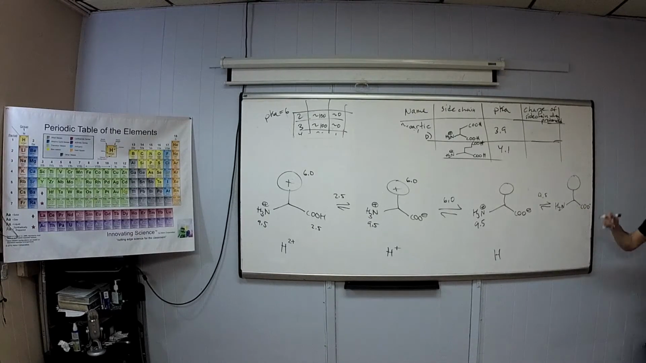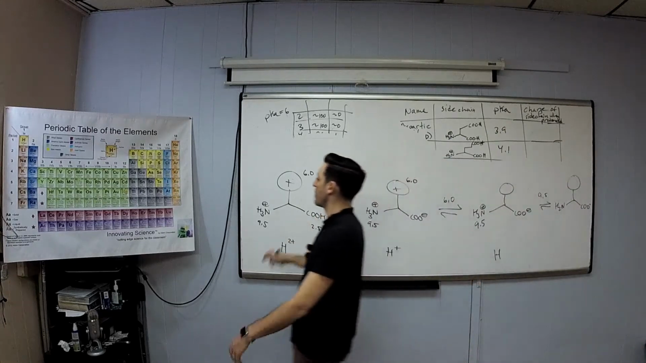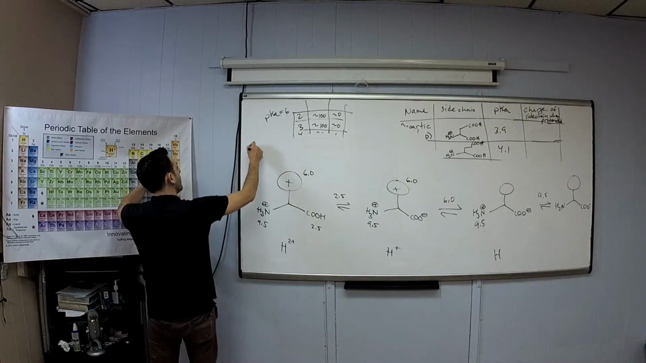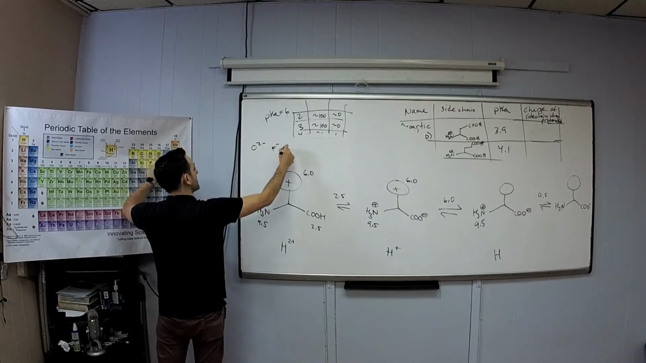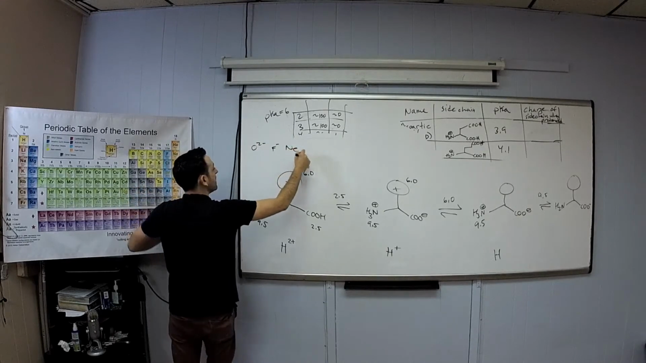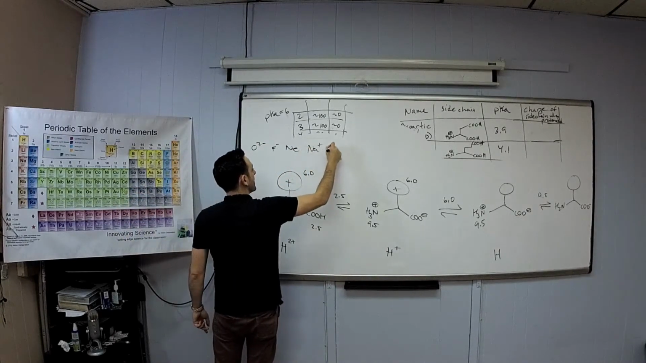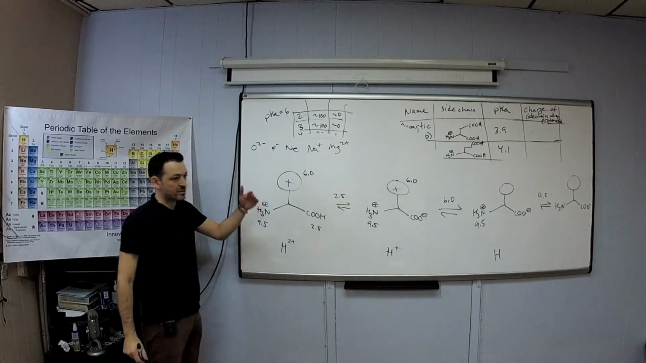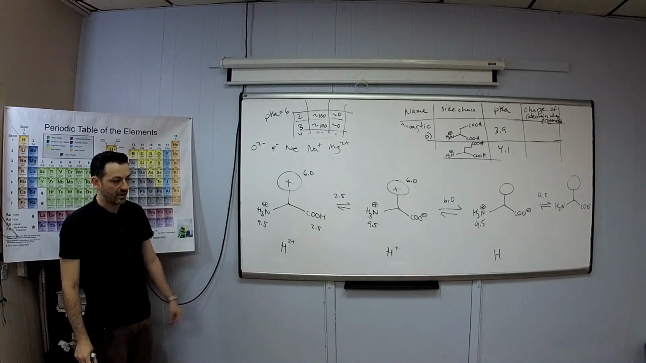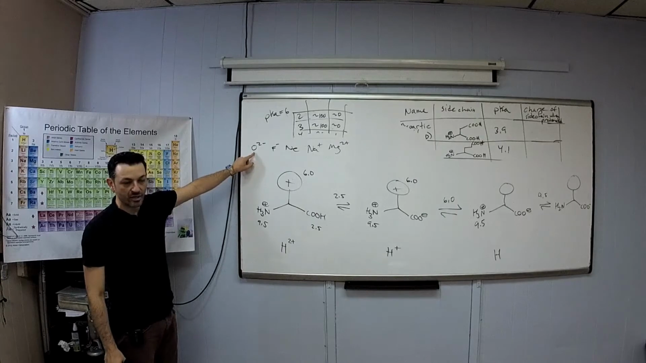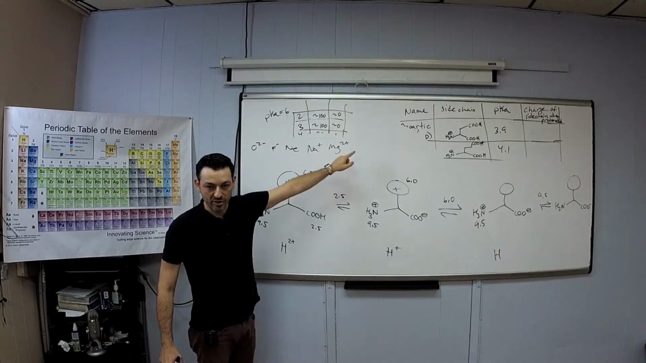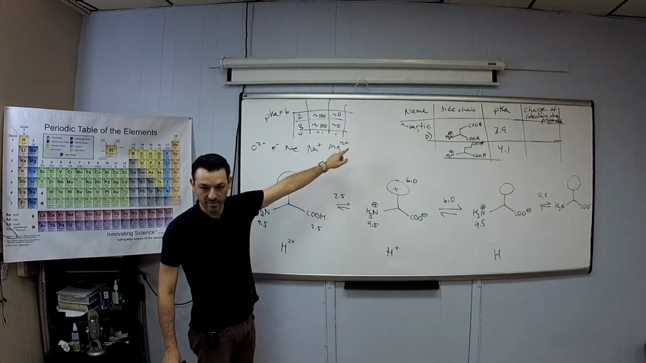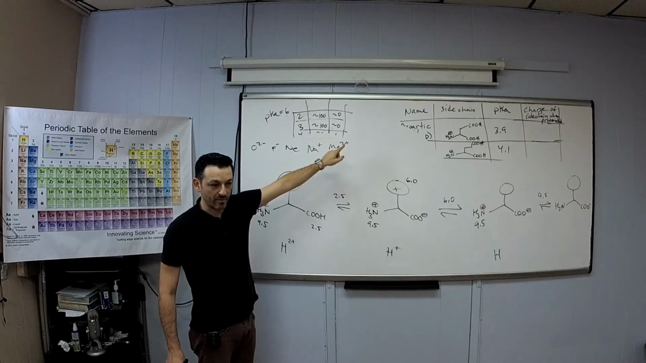Isoelectronic was when you had ions that had the same number of electrons. For example, O2 minus, F minus, Ne, Na plus, Mg2 plus. All of those are isoelectronic. And the one that has the fewest protons is the largest in size, and the one that has the most protons is the smallest in size. Anybody remember this from Gen Chem? Raise your hand if you remember this.